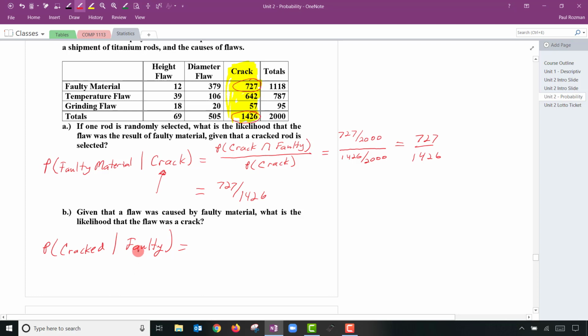Now, I haven't really looked at the thing to notice if there were cracks yet. So what are the chances that after I do search and inspect it, that it will be cracked? Well, we could use the formula, or we could just sort of reason this out. Again, we know that there's faulty material, which means I know I'm in this row. So my total number will be 1118. And I want to know how many of those are cracked. Well, that's the 727.